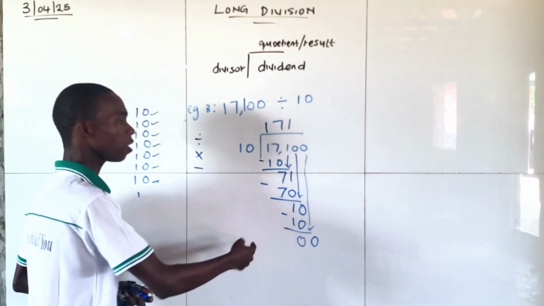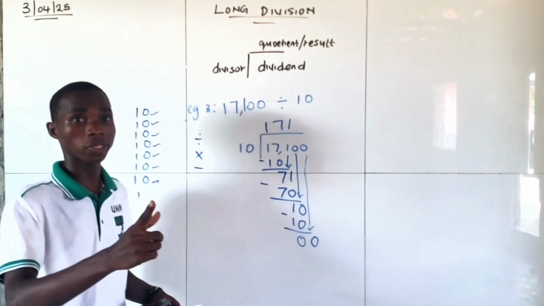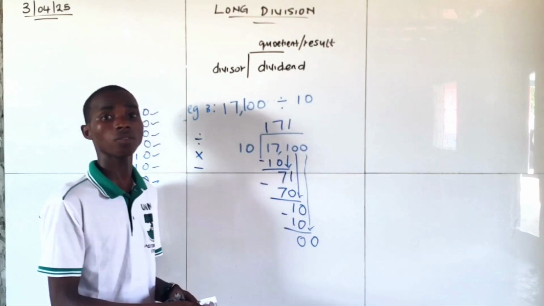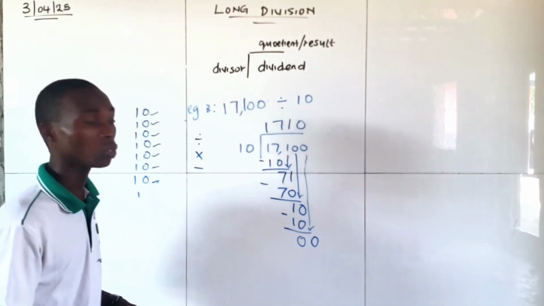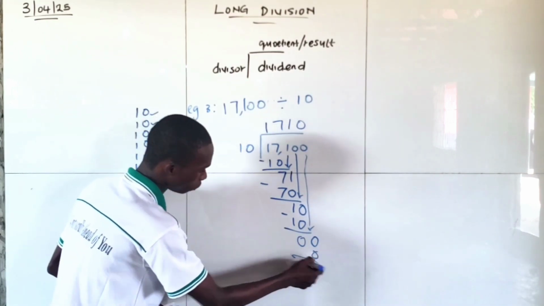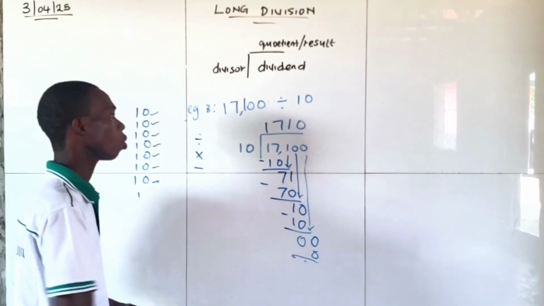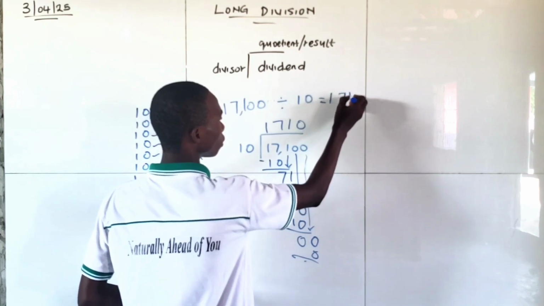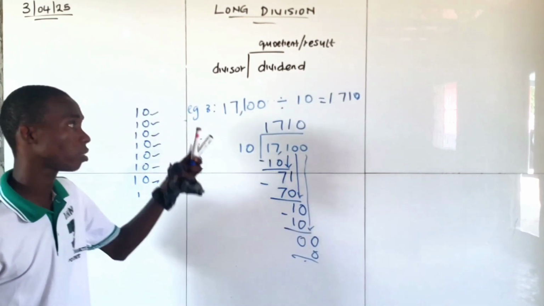Now, like I said, anything you are dividing with 0 will still give you 0. If you are timesing a number with 0, it will still give you 0. So 10 divided by 0 is giving us 0. We'll bring down our 0 here. 0 times 10 will still give us the same 0. So no need of putting 0. It will just be 0 and then 0, 0, 0. So there is no other number here for us to bring down. So this is our answer. Our answer is 1710. So we are having 1710.